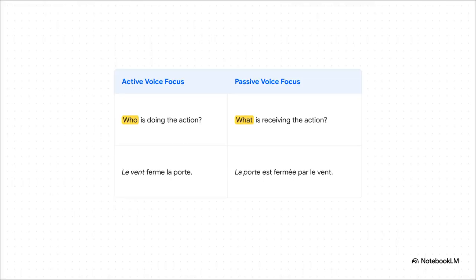So, you can really see the difference in focus here, right? The active voice answers the question, who is closing the door? The answer, le vent, the wind. But when you flip it to the passive voice, the question becomes, what's happening to the door? And just like that, la porte takes center stage.